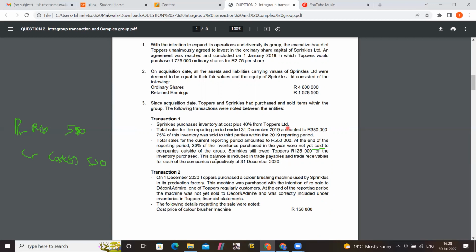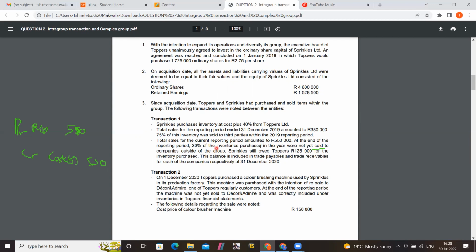Now, before we continue with this one, do you see here they told us that Sparkles owed Topper 150,000 for the inventory purchased? Which means in the records, Sparkles owes Topper. So if these inventories are not bought with cash, they are obviously bought on credit, then do not forget to eliminate the balances.